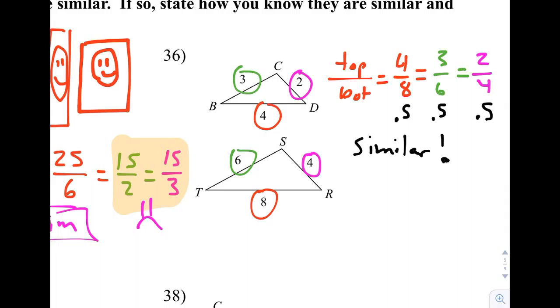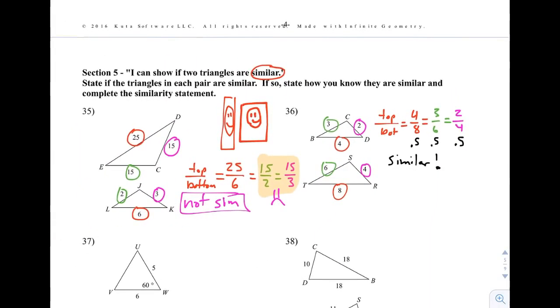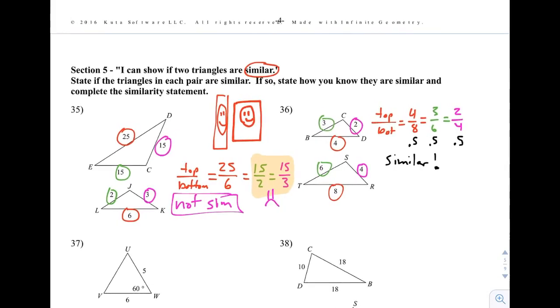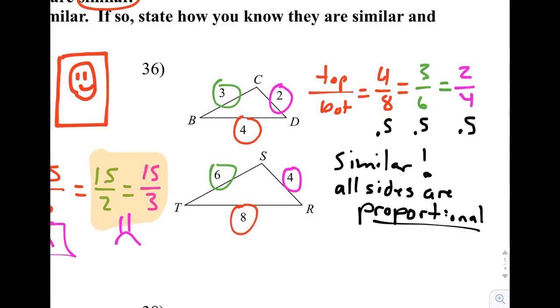And it says a few things up here that we have to do once we know that they are similar. So let's look at these. If so, state how you know and complete the similarity statement. So how I know is all sides are proportional. That's a big word. Proportional means they are all in proportion with each other. All sides are proportional. That's how we know.